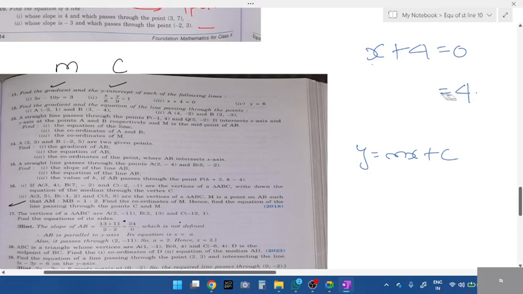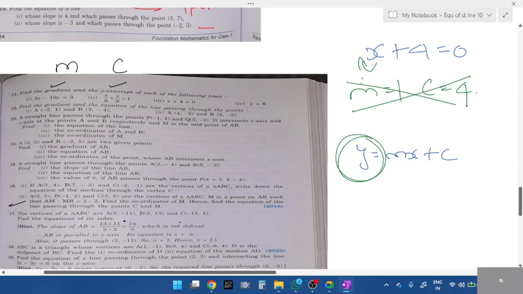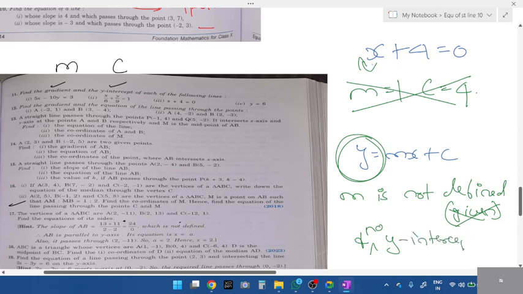So here the common mistake is, don't take c is equals to 4 and m as 1 just because there is an x before y. This is wrong. This is what you'll have to understand. Whenever there is no y value given, look, y is missing. If y is missing, you have to write m is not defined. In mathematics, you don't write m is not given. We don't use the word given. We use m is not defined, and the line has no y-intercept. Y-intercept meaning is c. No y-intercept.